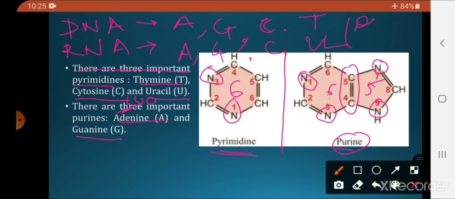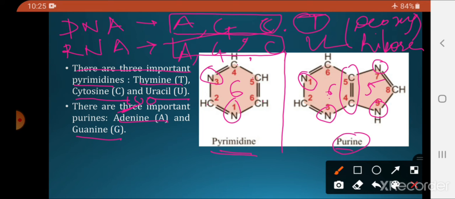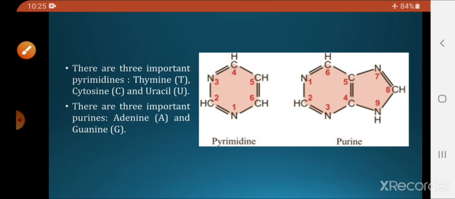DNA में कौन सी शुगर है? डीऑक्सीराइबोस शुगर है. RNA में कौन सी शुगर है? राइबोस शुगर. दिस इज वन मेजर डिफरेंस. दूसरा डिफरेंस, adenine, guanine and cytosine, they are common for both DNA and RNA. The difference lies in the pyrimidine, thymine and uracil. Thymine occurs in DNA and uracil it occurs in the RNA. So this is the major difference between the DNA and the RNA.